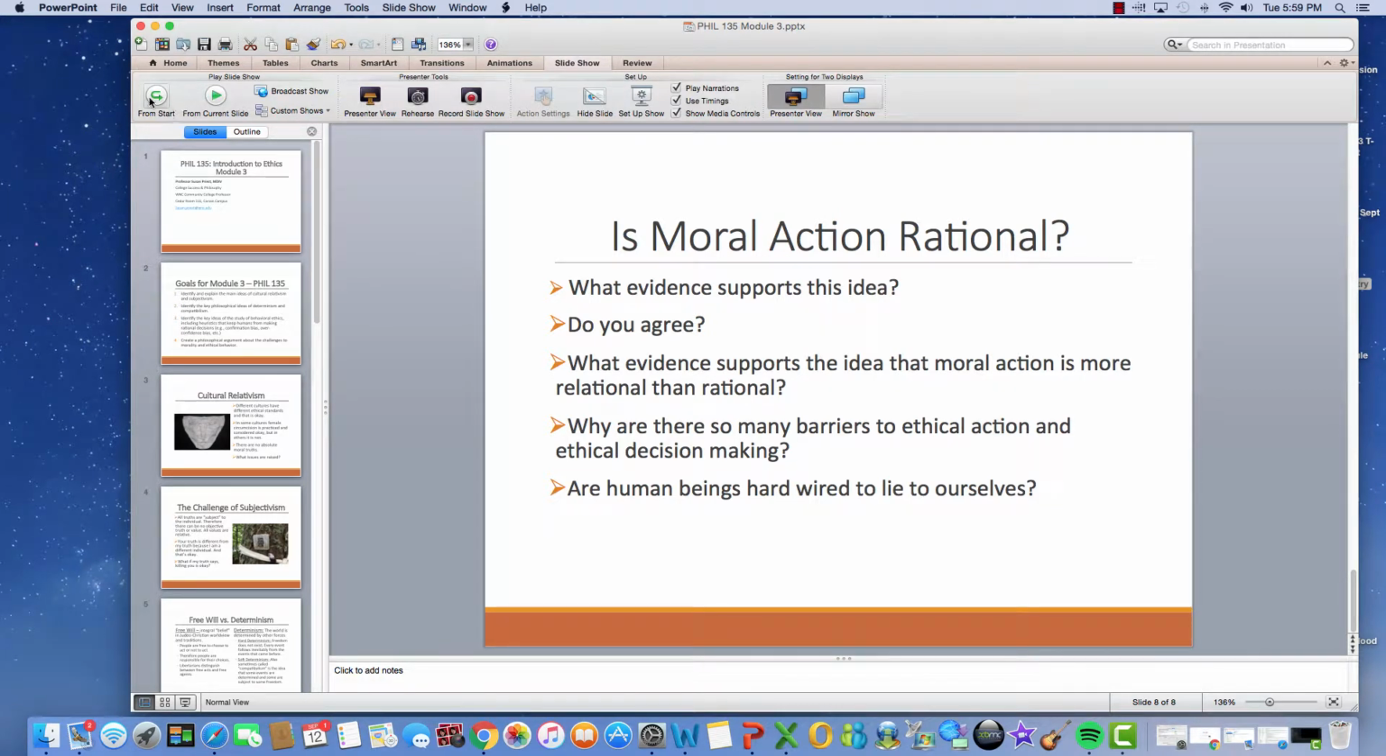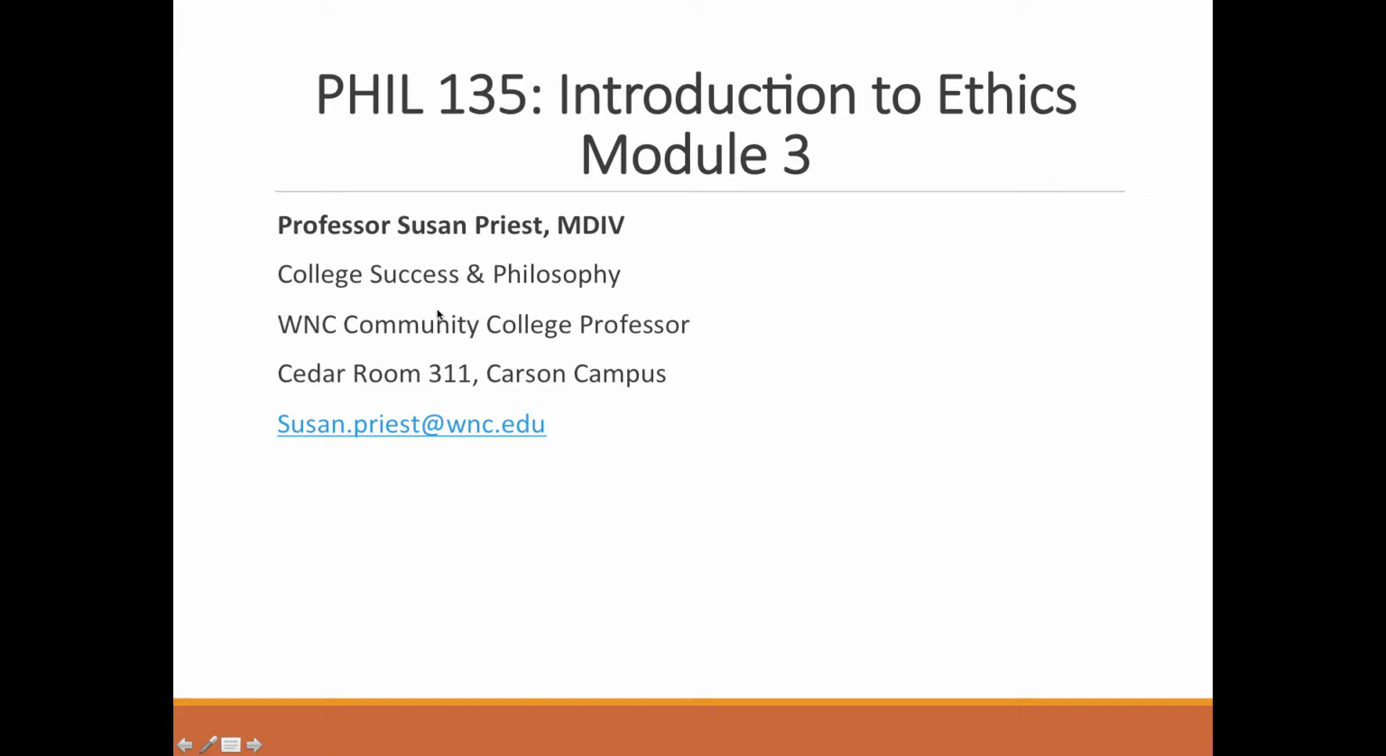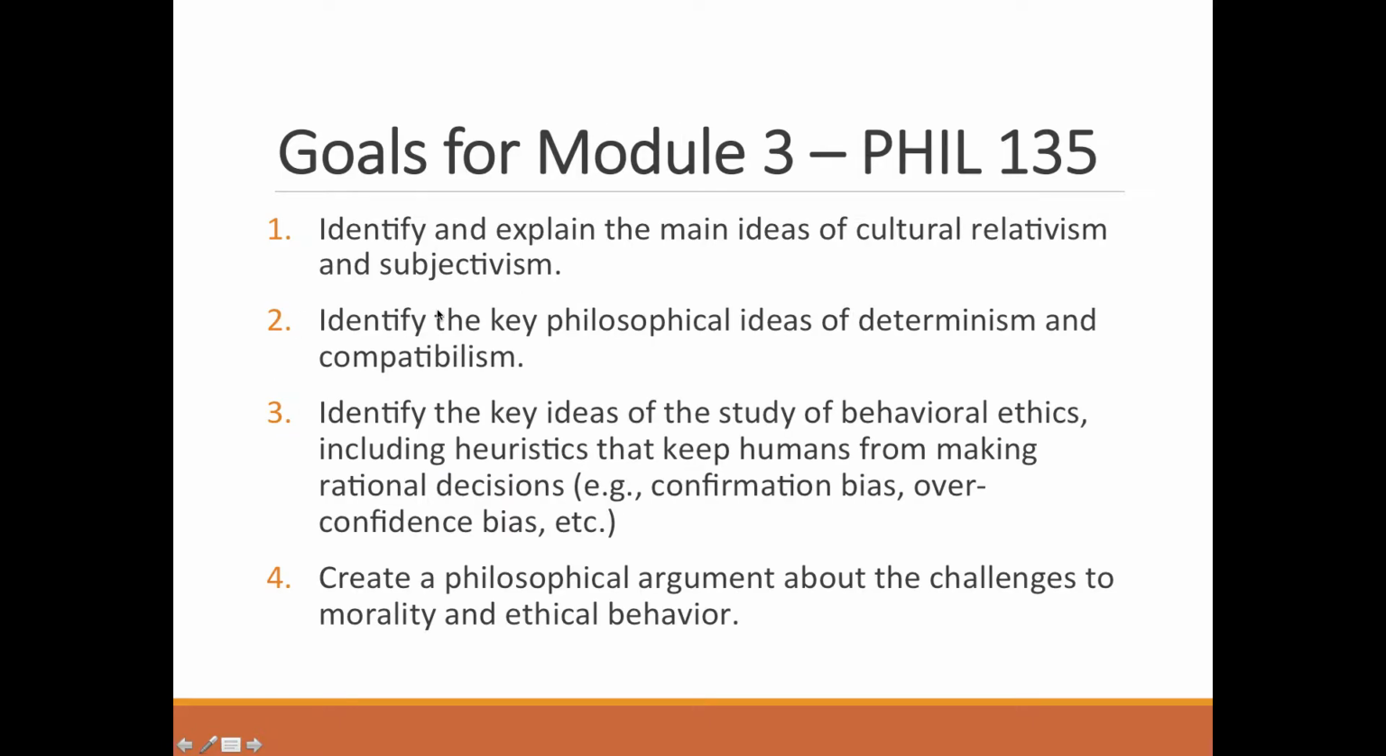So class, here we are at module 3, and the purpose of this module really is to look at all the multiple ideas and concepts out there that are essentially barriers or challenges to creating morals and following through with ethical decision making. So we're going to look at the ideas of cultural relativism and subjectivism, the ideas of free will, determinism, and compatibilism, and then look a little bit, in the study of behavioral ethics, at some of the heuristics, which are schemas that human beings have.